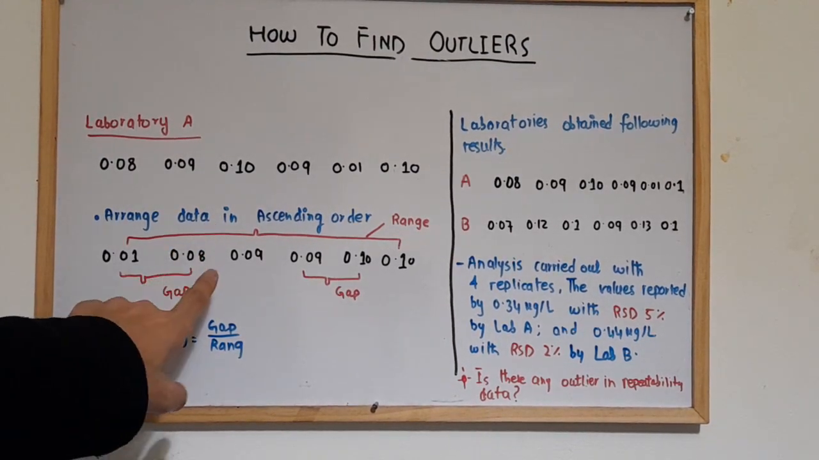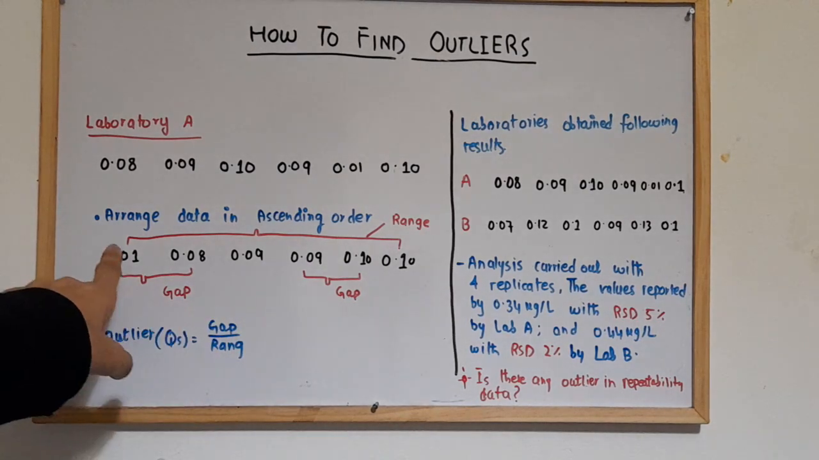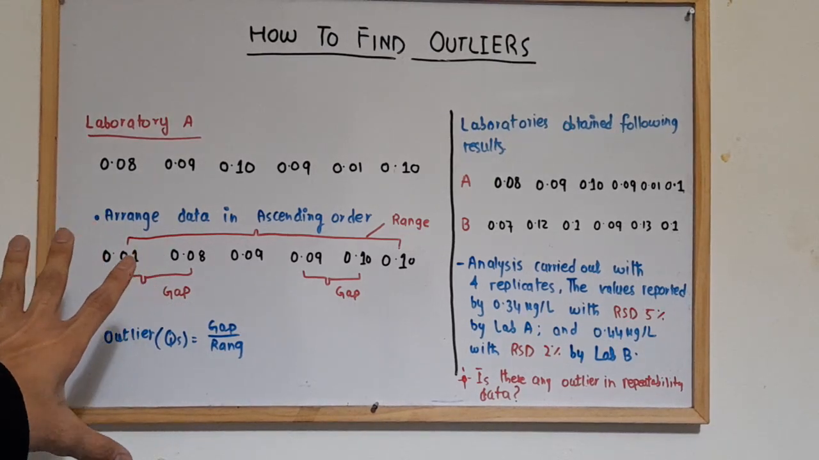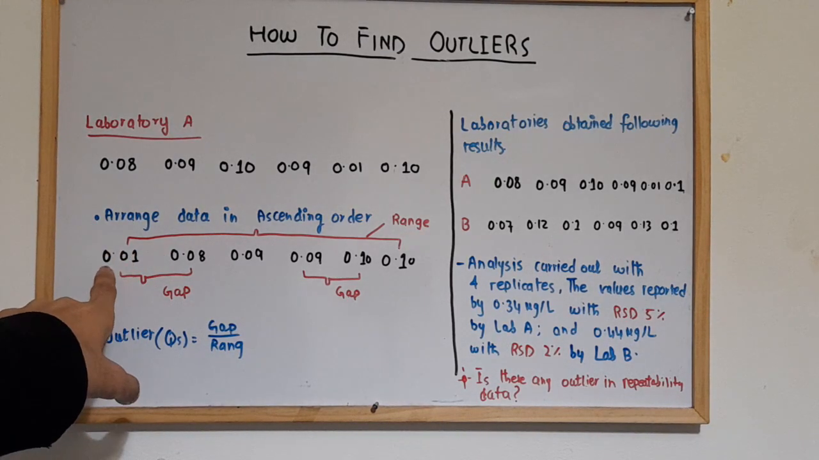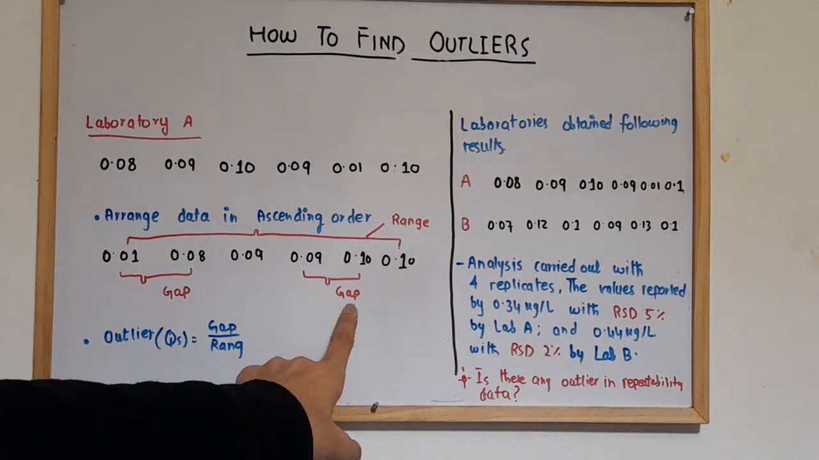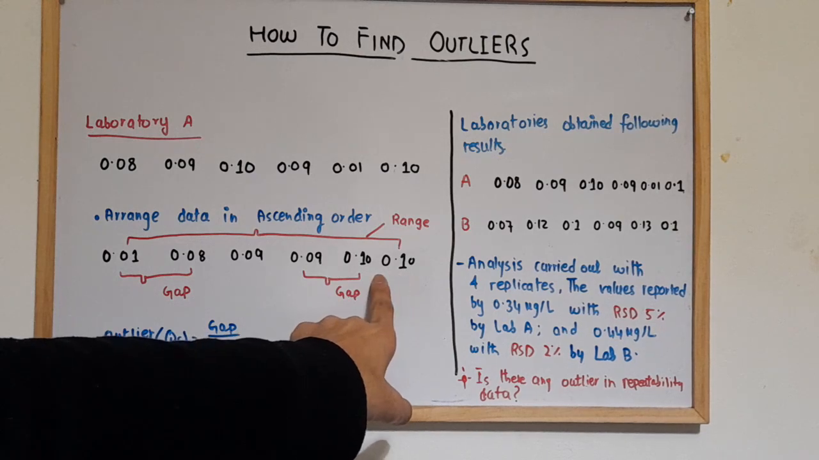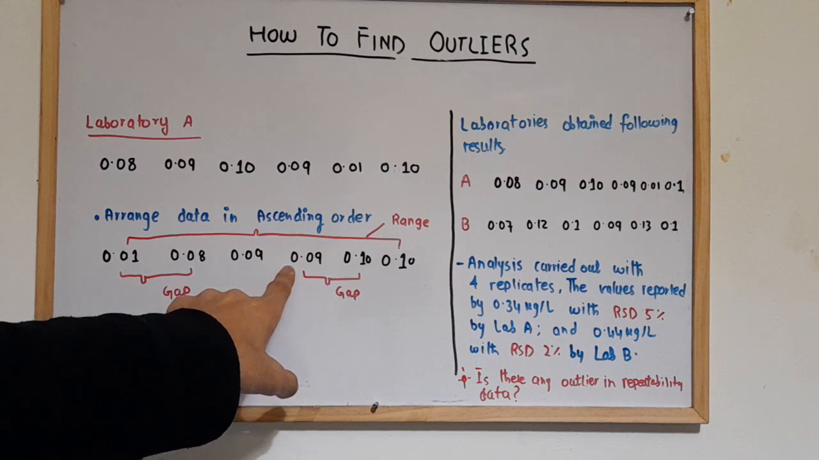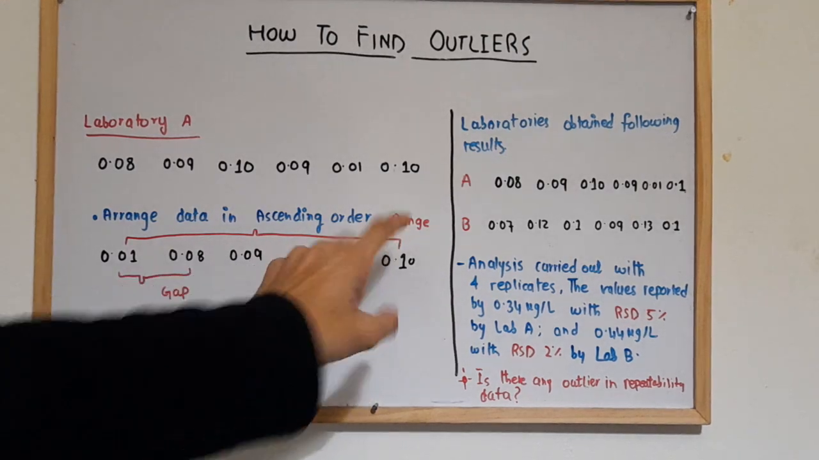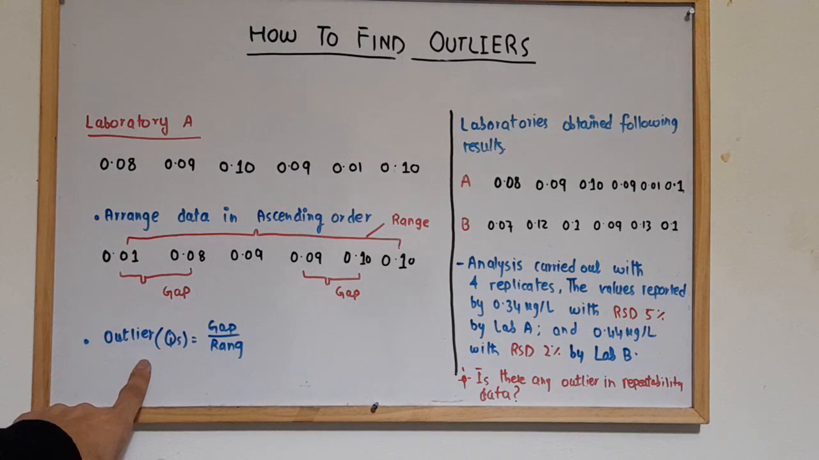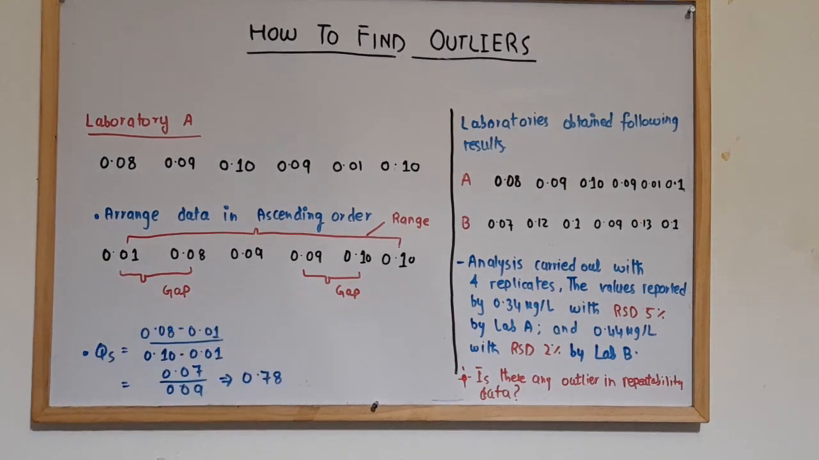Then you need to find the gap and range. Range means the lowest and the highest value. For the gap you need two values: one is the gap between the first two values, and one is the gap between the last two values. If the last two values are the same, then we skip that value and take the other one that is different. So there are two gaps and one range, and we need to find two values for the outlier. The outlier formula is gap over range.